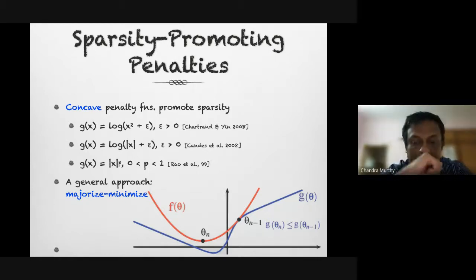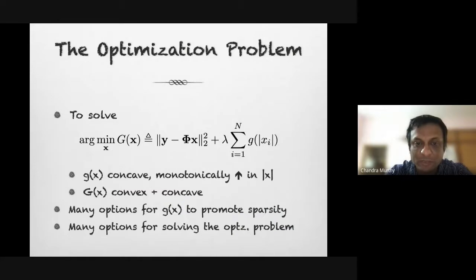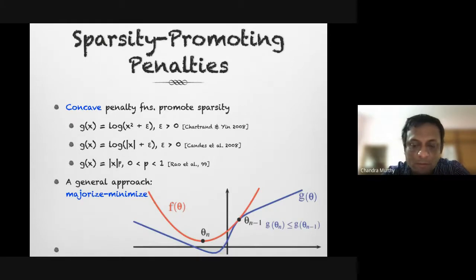Actually, the final cost function that you want to minimize is not g of x. The cost function you want to minimize is this function here: norm of y minus phi x squared plus lambda times the summation of g of xi. So what is shown in blue here is the combination of these two terms, the effect of the combination of these two terms. That's what you want to minimize, that capital G of x.